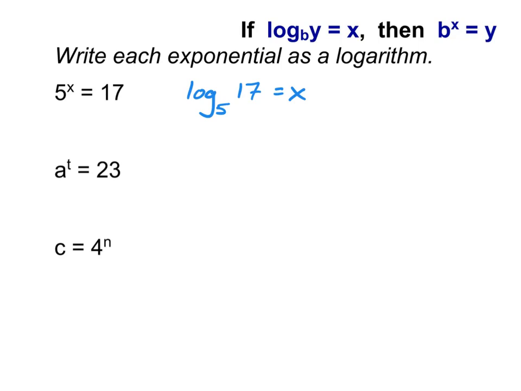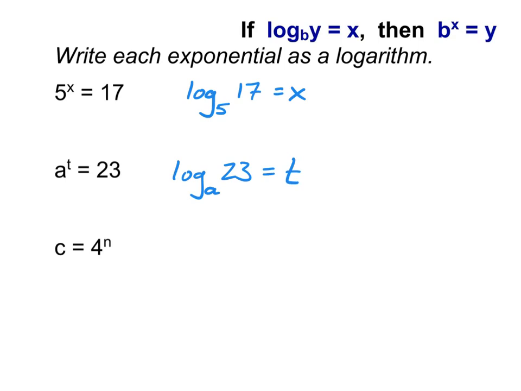All right, next one. I'm going to change this exponential into a logarithm, so the very first thing I write is log. Then my base, that's whatever's to the power of something else. So in this case, that's going to be the a value. So I write it smaller and lower like that. And then it's log base a of whatever the exponential is set equal to. So that's going to be 23. And then that is set equal to the exponent. So whatever the exponent was, that's what log is set equal to. So in this case, t. And we read this as log base a of 23 equals t.